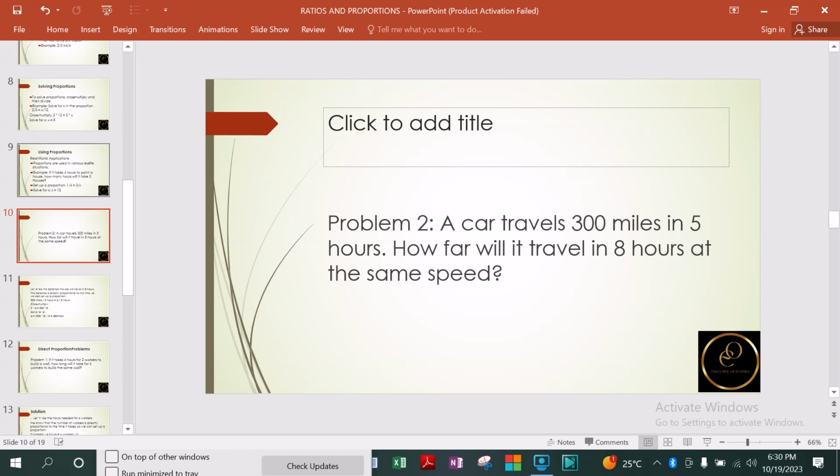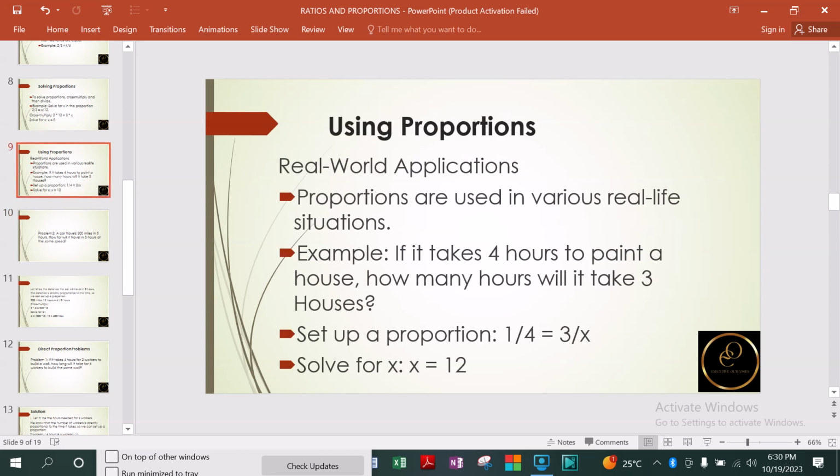Okay, so let's look at this once more. 4 hours to paint a house, and then what of 3 hours? 3 houses. So when it takes 4 hours to paint a house, and you want to paint 3 houses, since you are painting 3 times as many houses, you expect more time to be used. So that is an example of direct proportion.